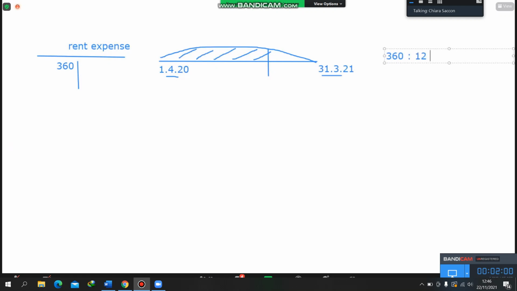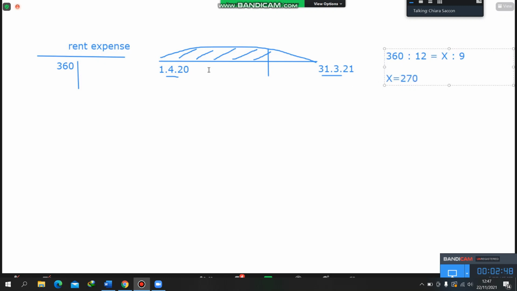12 months, and we would like to see the amount that refers to that period, the part to be rectified. That period is April, May, June, July, August, September, October, November, December. So there are 9 months. So X is equal to, how much is it? Can you calculate, please? How much? 270.